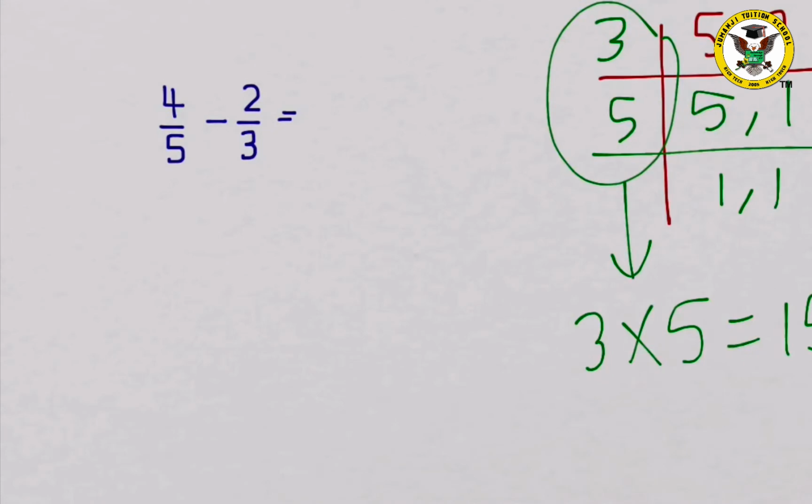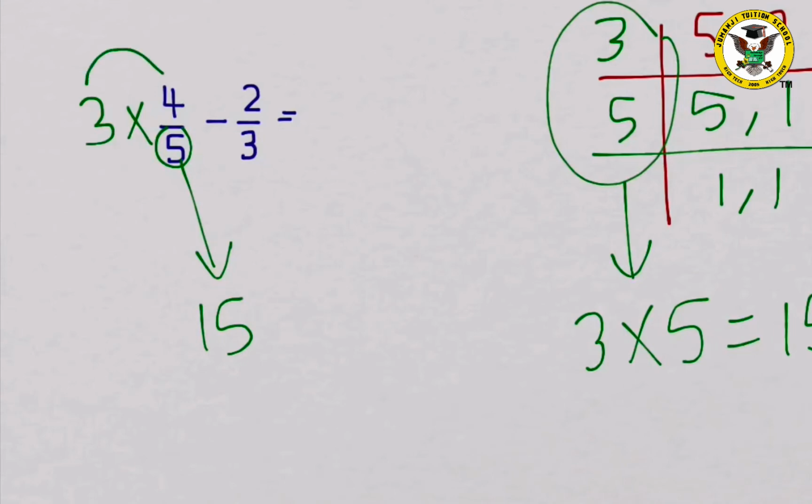So we need to find a number which we can multiply with 5 to become 15. So 5 times 3 is 15. So this means that 3 we also multiply with 4, which becomes 12 over 15.